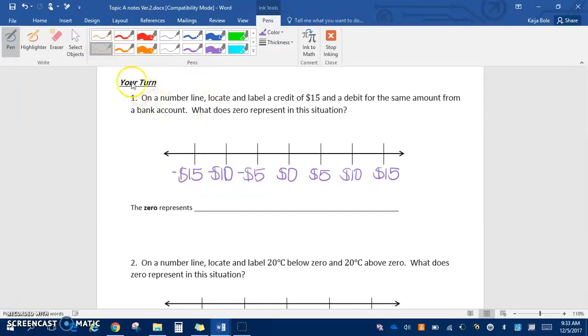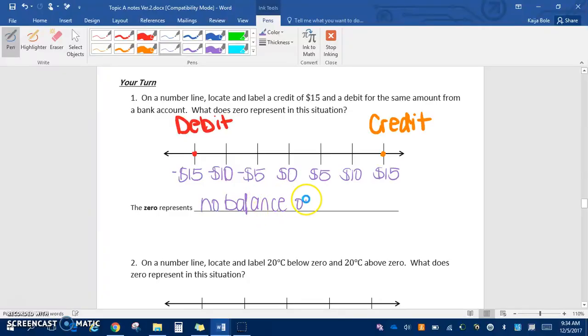So I'm going to label the credit first. So if you credit $15 to your account, that would be positive 15. So this would be credit down on this end. And then a debit would be a minus 15. So it's the same thing like when your parents use their debit card, they're spending money. And then a 0 in this situation would again mean no balance or money in the account.